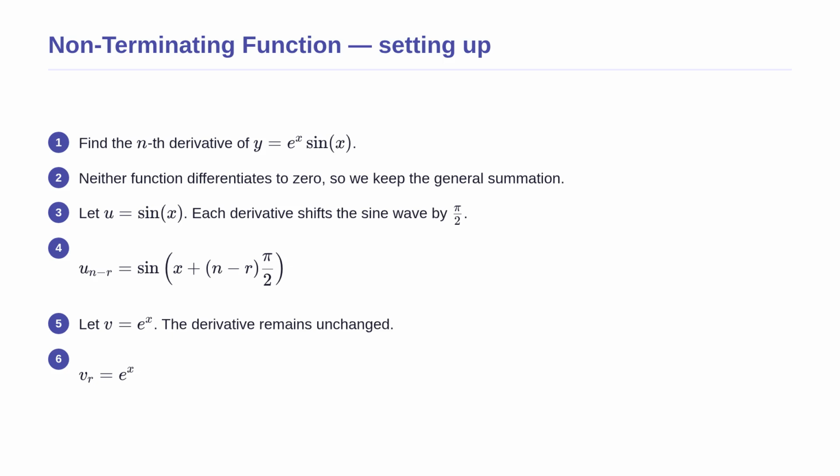to the power of x times sine of x. Because neither function terminates, we must keep the general summation form intact. We set u as sine of x. Every time you differentiate a sine wave, it shifts to the left by 90 degrees, or pi over 2 radians. We set v as the exponential function, which simply remains itself no matter how many times we differentiate it, making it very easy to work with.